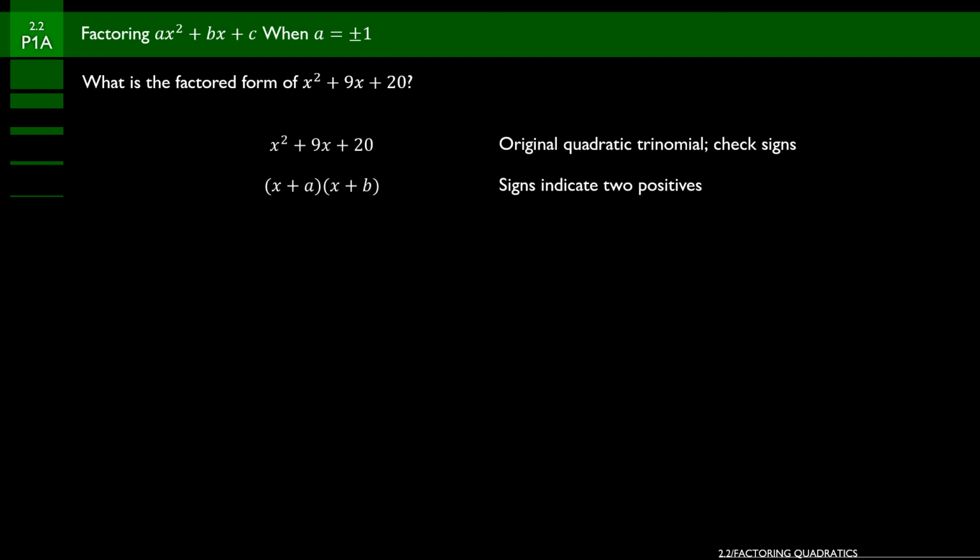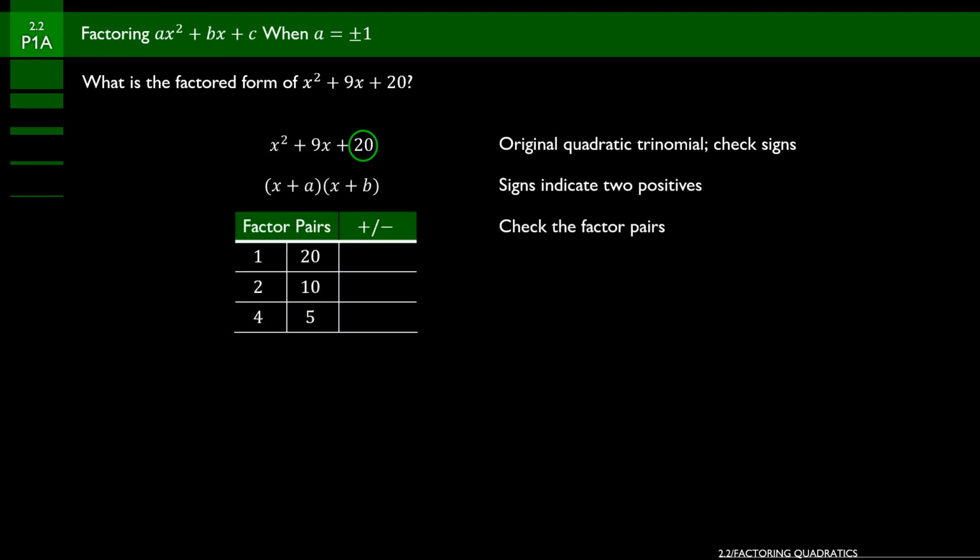The next step is to look at the factor pairs of the constant, 20. When we break down our factors for 20, we get 1 and 20, 2 and 10, and 4 and 5. Because we have the same signs inside both sets of parentheses, we're going to add those two factors. Whichever pair of factors adds to the b term, which is 9, is the set of factors we're going to use for our quadratic factoring.